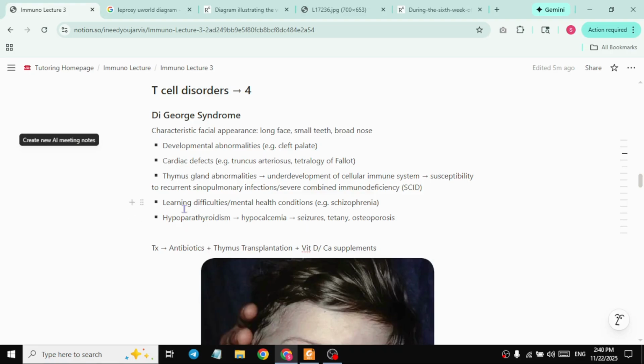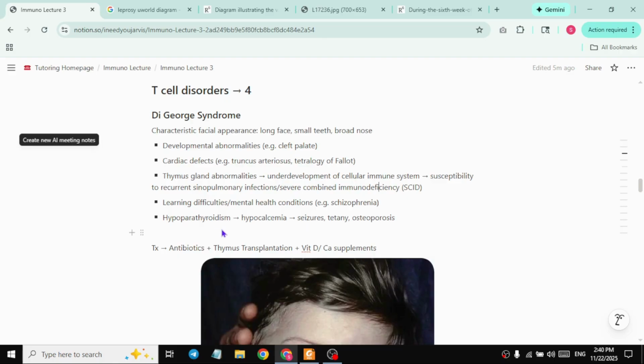Now, as they grow up, they might have some other genetic problems. One of them being mental problems, right? Learning difficulties, or maybe schizophrenia. And because the parathyroid has not developed properly, you see hypocalcemia, and then that leads to hyperactivity symptoms like seizures, tetany, maybe even osteoporosis and stuff. Okay, because you don't have enough parathyroid.